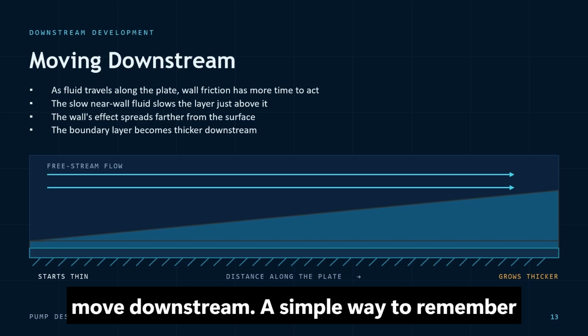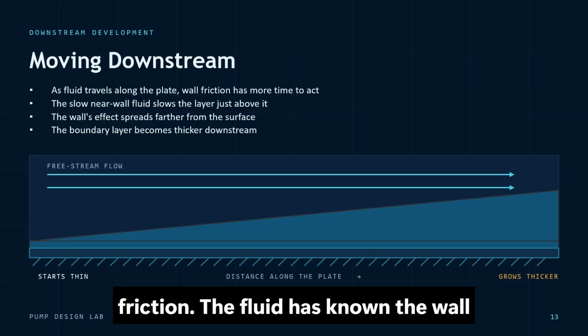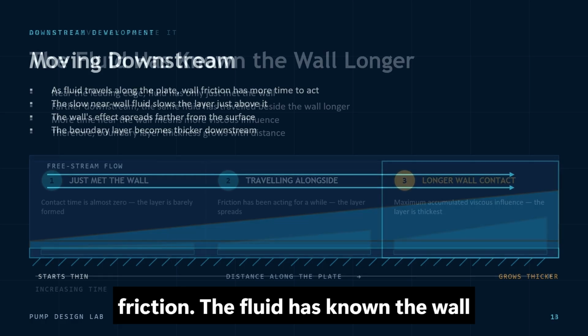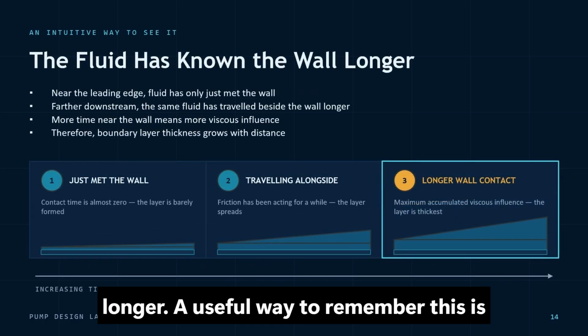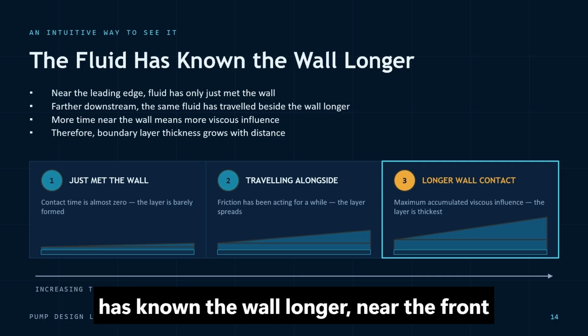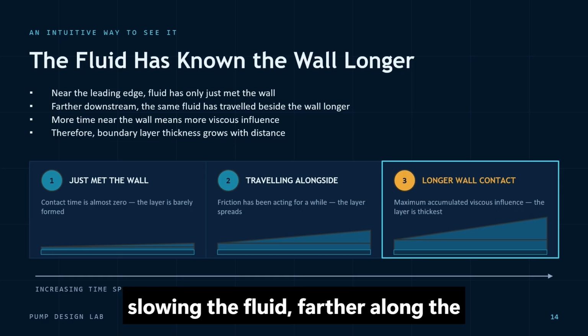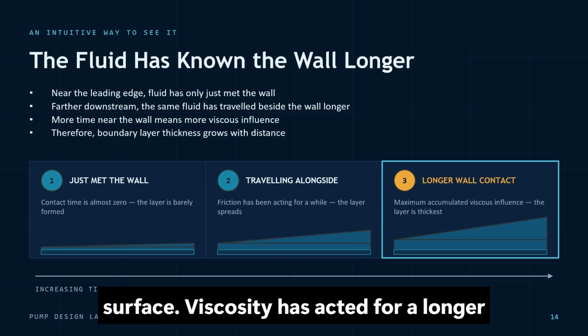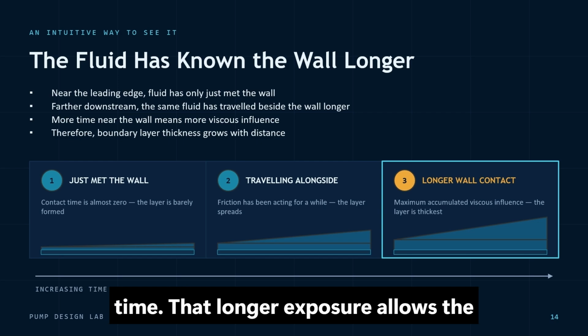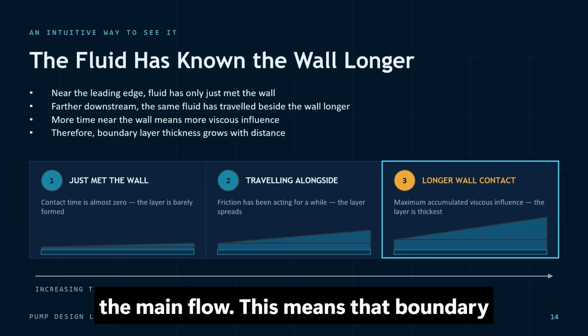A simple way to remember this growth is to think about how long the fluid has been exposed to wall friction. The fluid has known the wall longer. A useful way to remember this is to say that fluid farther downstream has known the wall longer. Near the front edge, the wall has only just started slowing the fluid. Farther along the surface, viscosity has acted for a longer time. That longer exposure allows the wall's influence to reach farther into the main flow.